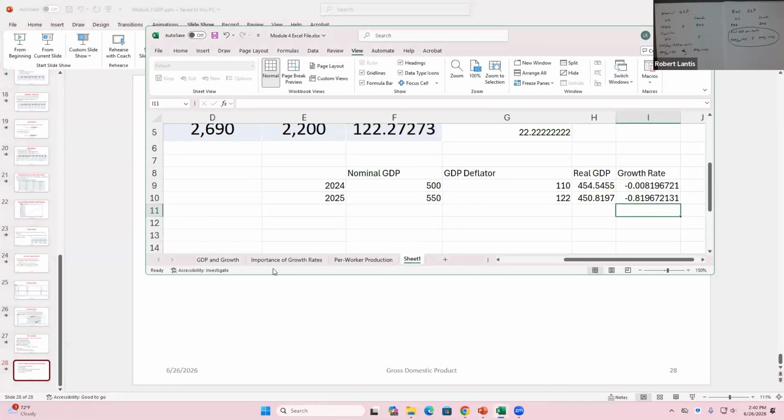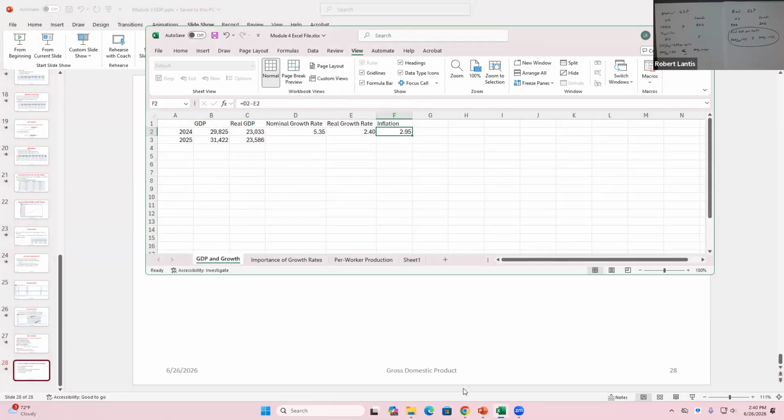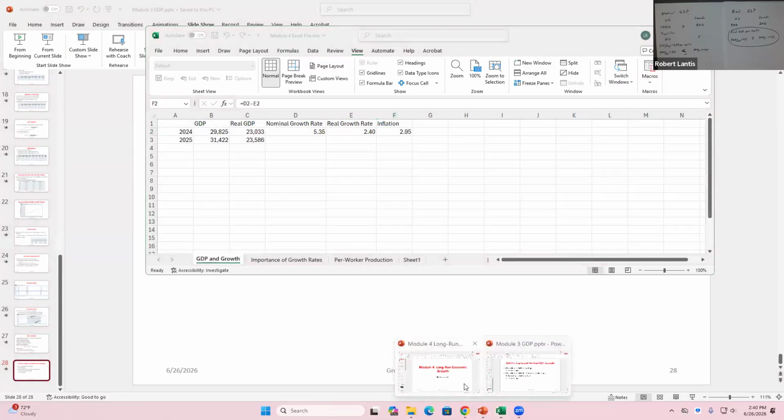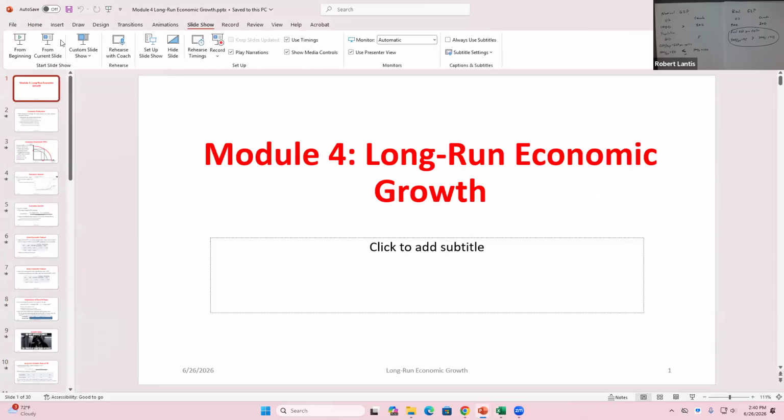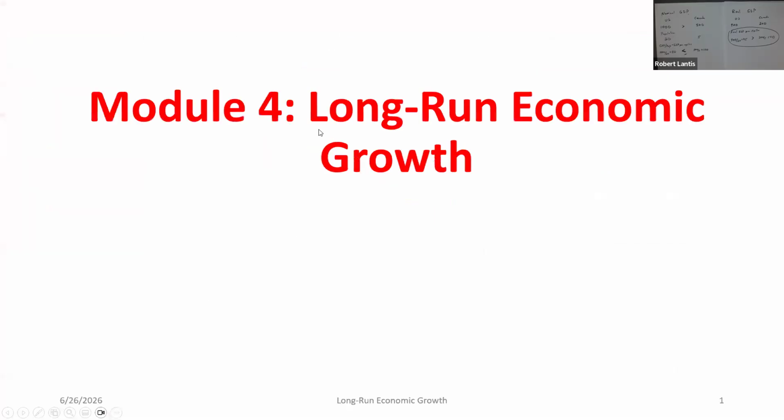So the next thing we're gonna do, I've got this Excel file from Module 4 pulled up. We're gonna jump into those Module 4 slides. So I'm just gonna start this from the beginning. Okay. So Module 4, we're gonna use real GDP. We're gonna think about how we calculate growth rates, and we're gonna look at long-run growth of an economy.